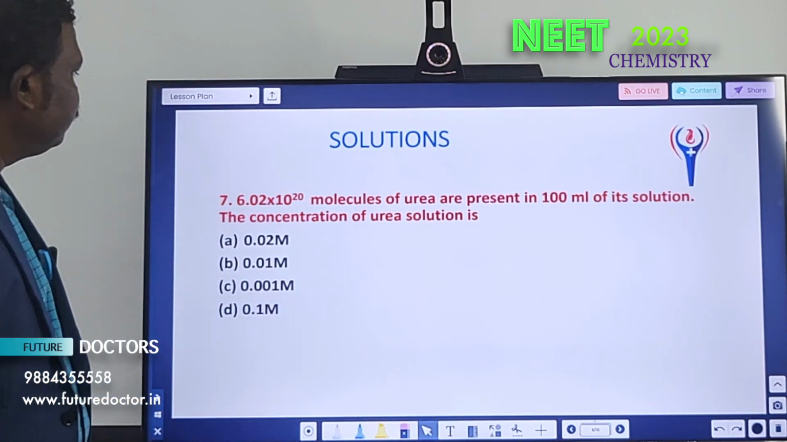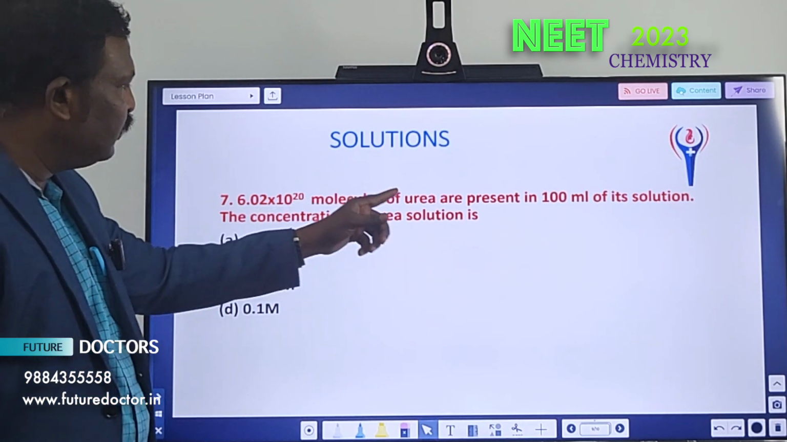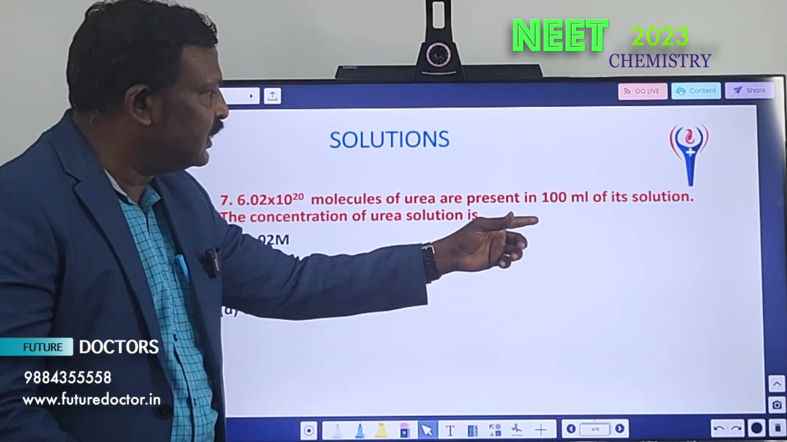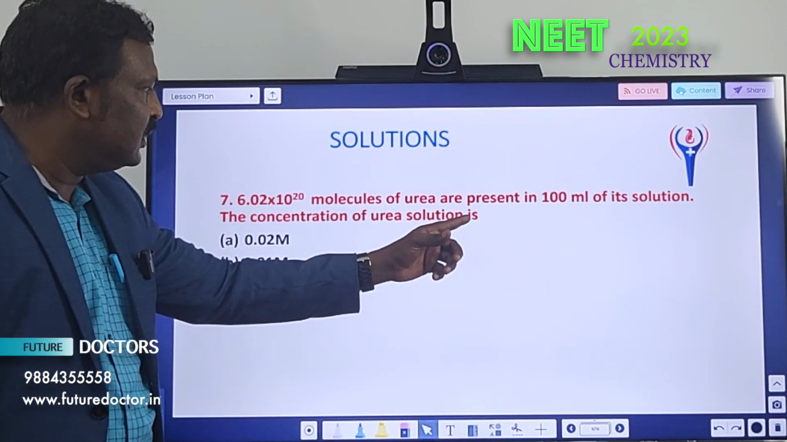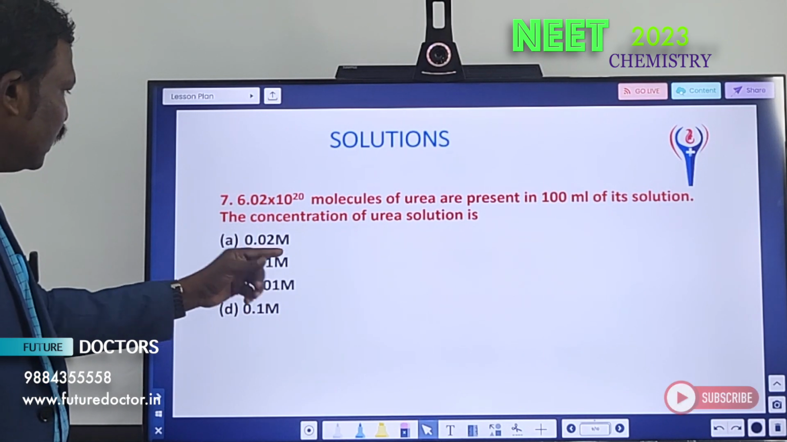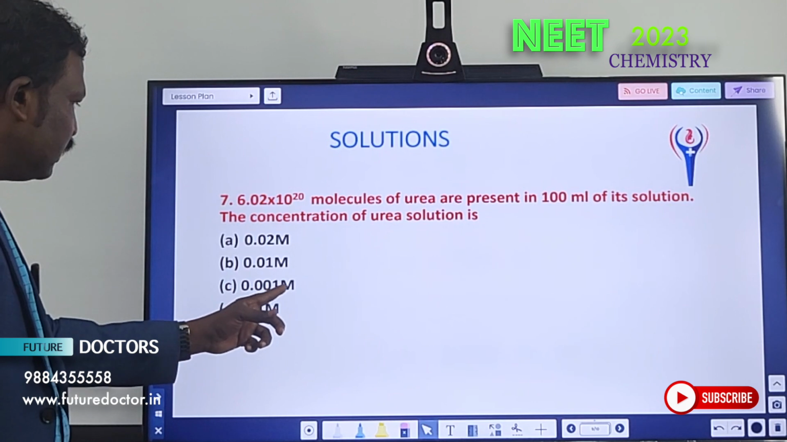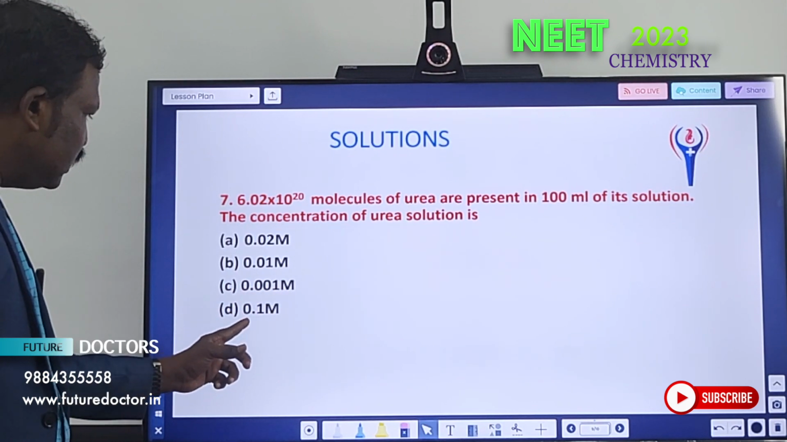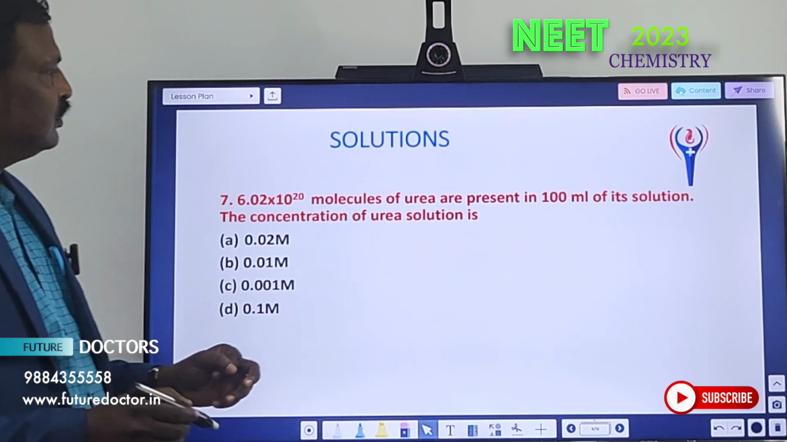Seventh one. 6.02 into 10 power 20 molecules of urea are present in 100 ml of its solution. The concentration of the urea solution is option A 0.02 molarity, option B 0.01 molarity, option C 0.001 molarity, option D 0.1 molarity. Understood? So these are the 7 questions. Just go through them.